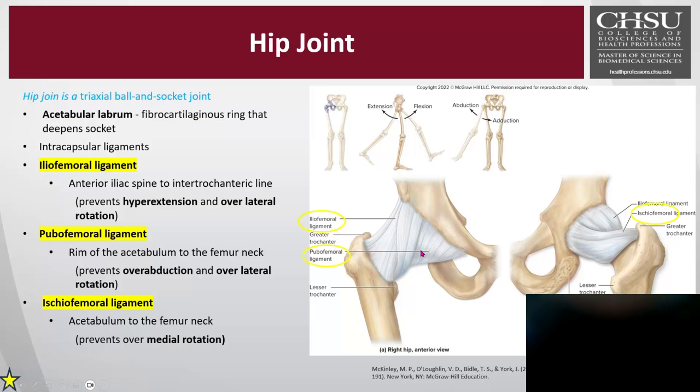So the question is, can you see the ischiofemoral in the anterior view? No. You can't see it. You can only see the ischiofemoral on the posterior view. All right, so this is an example where having a 3D model, especially the HoloLens, you can walk around, is very, very helpful. All right, next one.